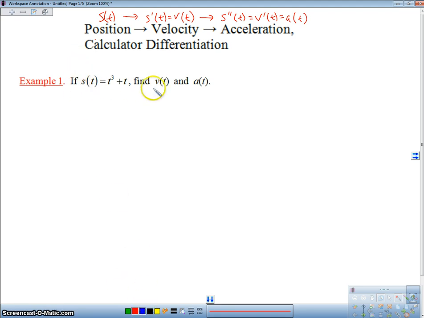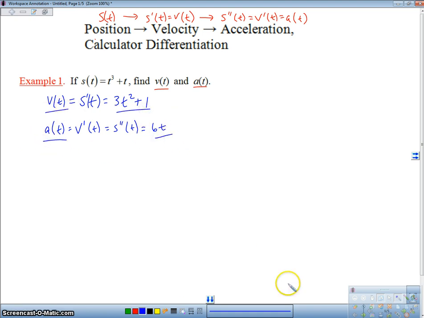We have the position function, so we're going to find the velocity and the acceleration function. We're going to take the derivative, and that's going to be 3t squared plus 1, and that is going to be our velocity function with respect to time. Our acceleration function is going to be the derivative of velocity, which is the second derivative of position, which is 6t. All right, that's all there is to it.